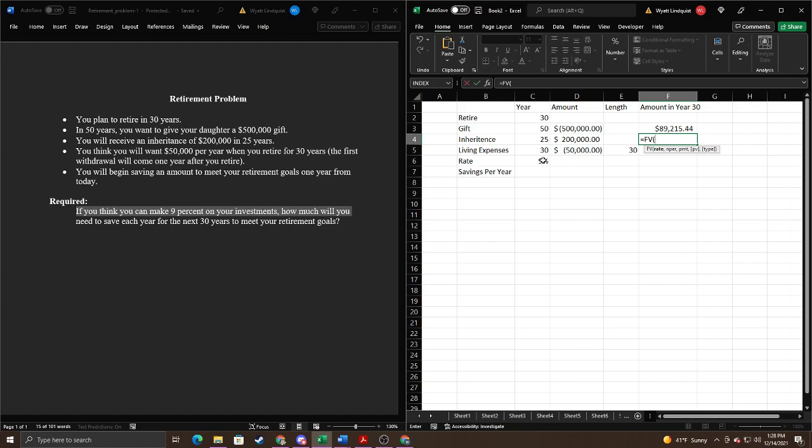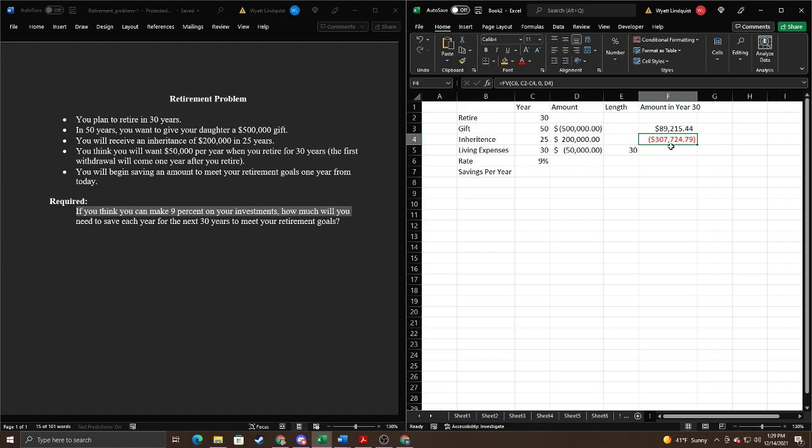So the rate, once again, is 9%. The number of periods this time is going to be 30 minus 25, once again. So that'll be 5 periods. There will once again be no payment because we're not making reoccurring payments, but the present value is $200,000. And so the amount we're going to have is going to be negative $307,000. So what that means is essentially this inheritance is going to offset our required savings in year 30 by that amount.